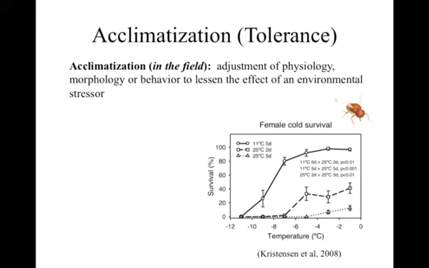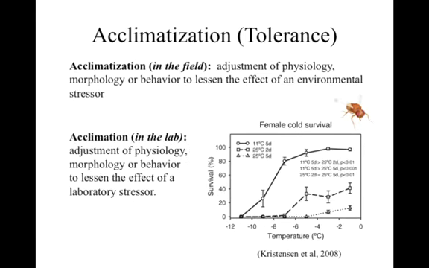So, tolerance, one way for organisms to tolerate their environment is to do what we call acclimatization. And I want to be really specific here. Acclimatization is the word that we use when it happens in the field, when it happens in a natural setting. Same exact process, but when it happens in the lab, we call that acclimation. So acclimatization is the adjustment of physiology, morphology, or behavior to lessen the effect of an environmental stressor.